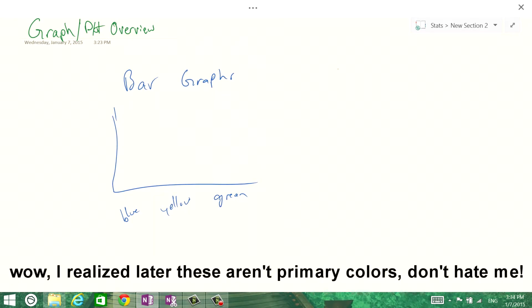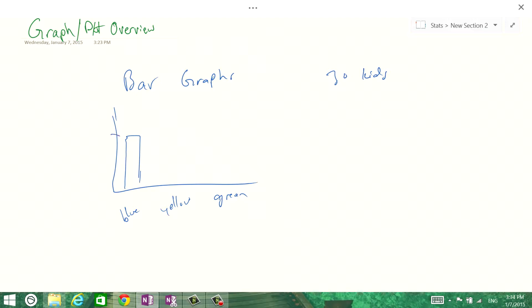We asked 30 kids what their favorite primary color was. 10 of them said blue, 9 said yellow, and 11 said green. As you can see, this is a pretty straight bar graph, showing a uniform distribution in people's favorite primary color. It's not perfectly uniform, but it is almost even across this bar graph, and we would call that a uniform bar graph.